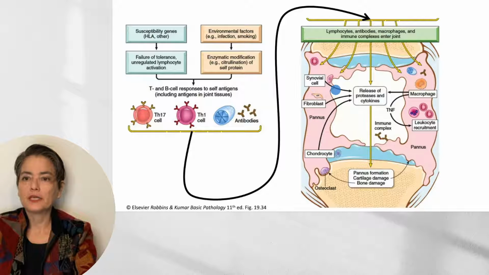And with this, we're going to get the release of proteases and cytokines. Our macrophages are going to release tumor necrosis factor, bringing in additional leukocytes. We have immune complex deposition here in the synovium. And all of these proteases and cytokines are going to cause this massively inflamed and edematous synovium with cartilage and bone damage. So let's look briefly at what we see clinically.